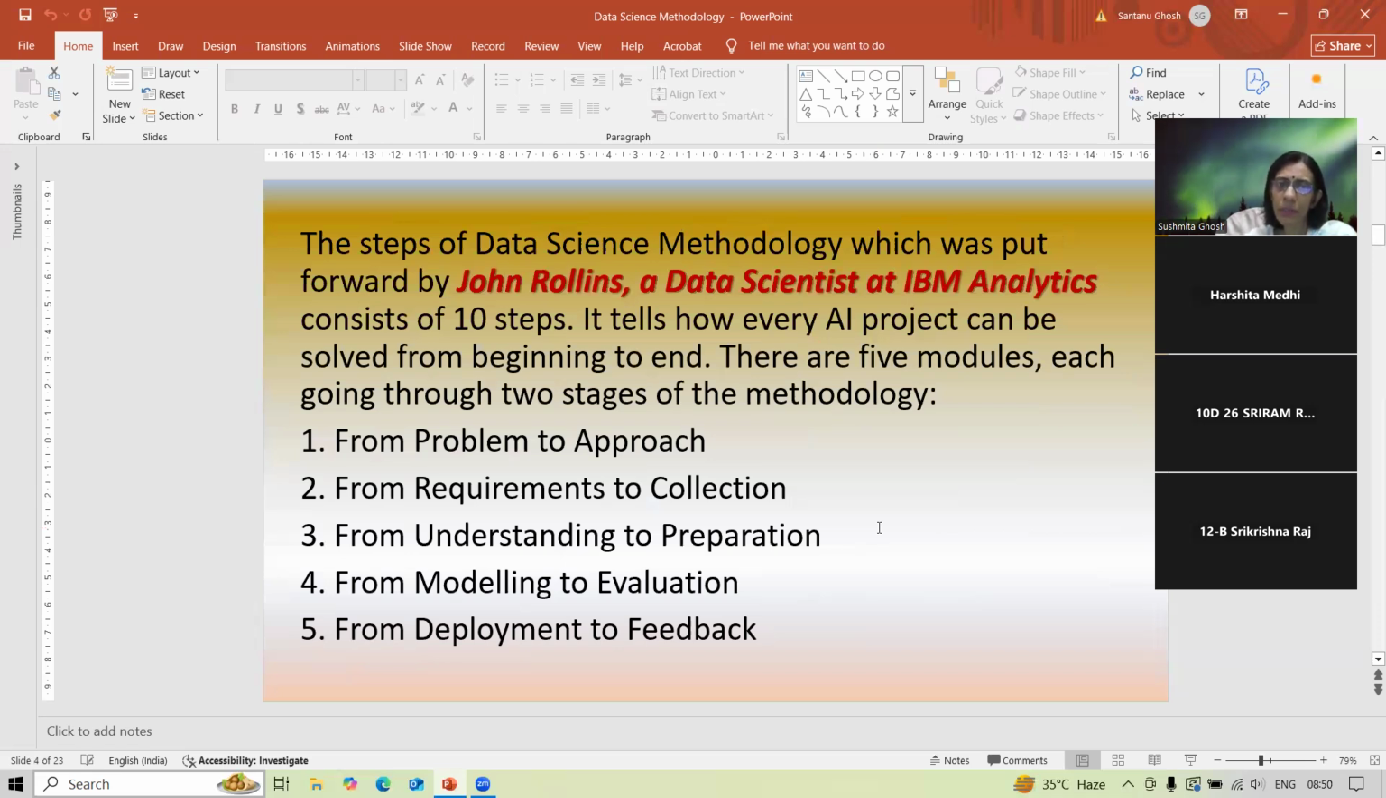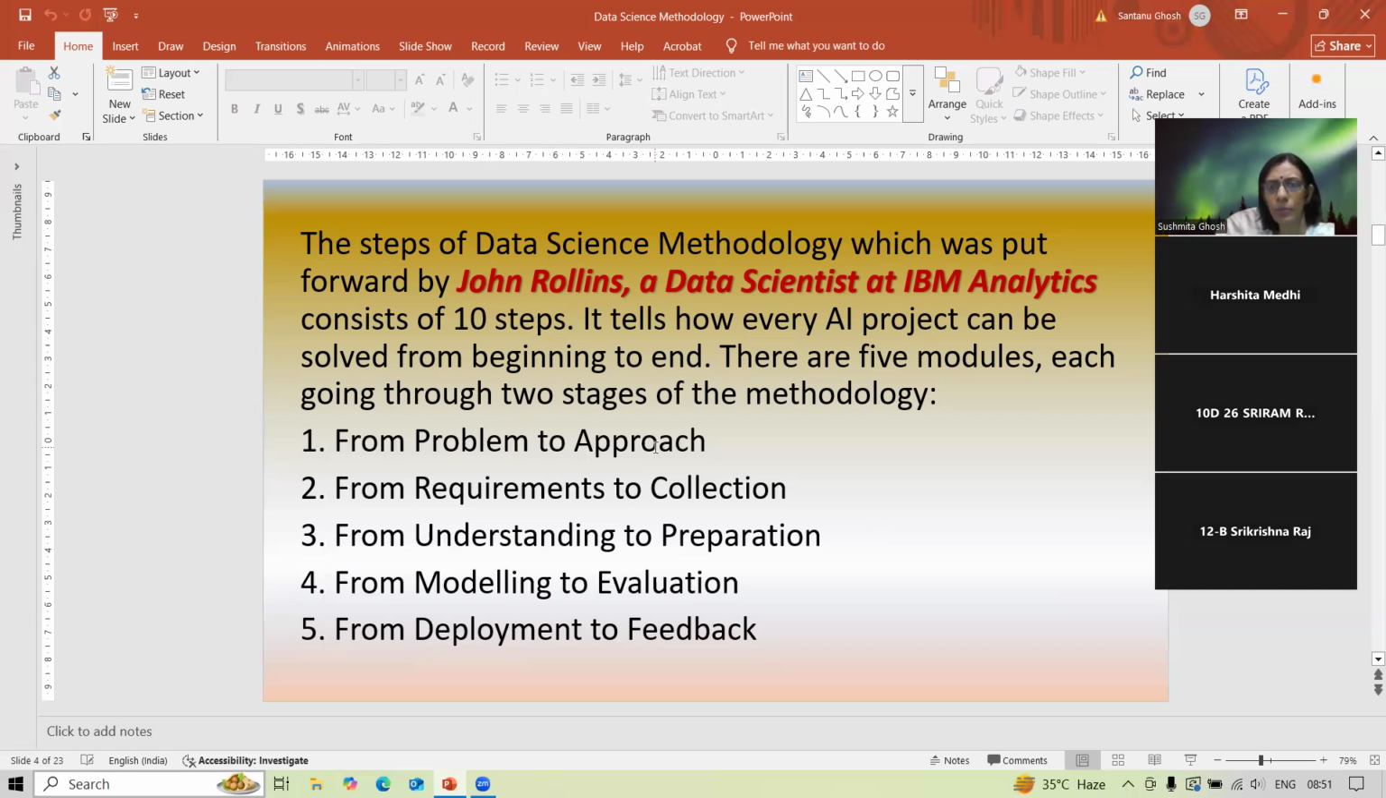Now, who gave this? It was given by John Rollins, a data scientist at IBM Analytics, and it mainly consists of 10 steps. And इसको दो stages में divide किया गया. So they have combined 2 steps into 1 stage, 2 steps into 1 stage. इसको हम लोग module भी बोल रहे हैं. So 5 modules में with 2 steps in every module. Basically, there are 10 steps. So if the kind of MCQ is asked, so it will be true for you when you say it's 10 steps. And modules, if they say, it will be 5.